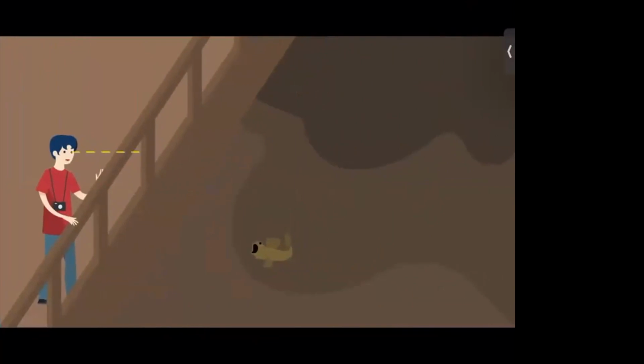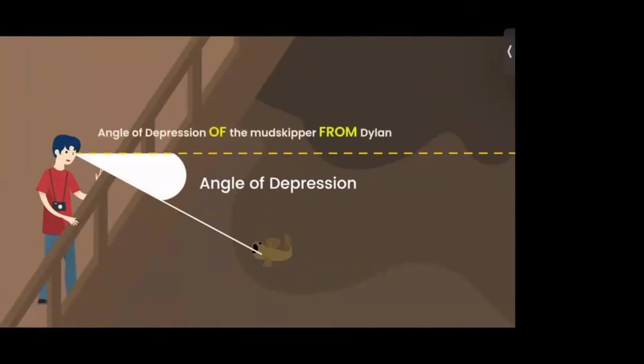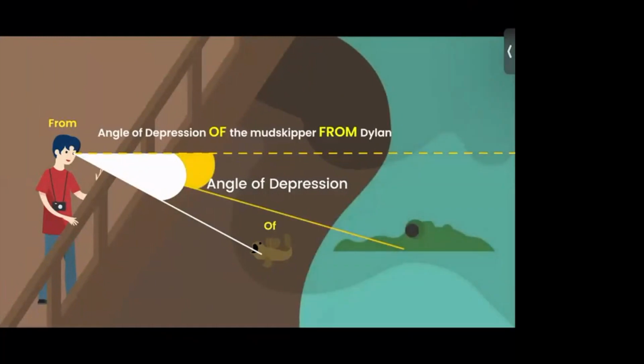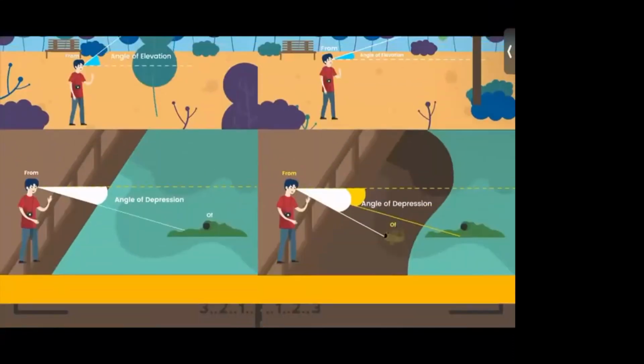He walks a few steps on the platform and sees a mud skipper opening its mouth. That is a rare sight. He tilts his head down to capture the picture. Again, there is an angle of depression of the mud skipper from him. This angle is larger than the angle of depression of the crocodile from Dylan, because the mud skipper is nearer to Dylan. He took a picture of it.